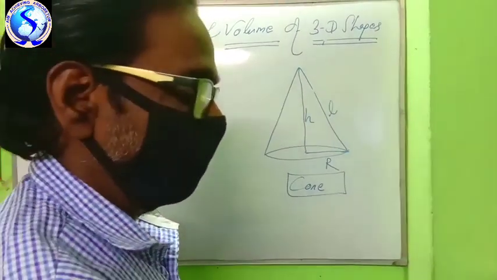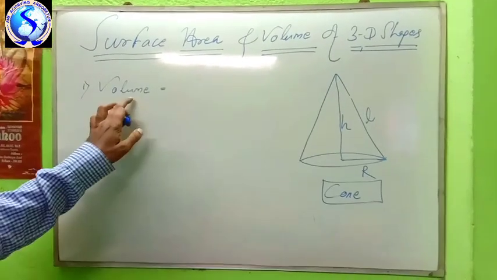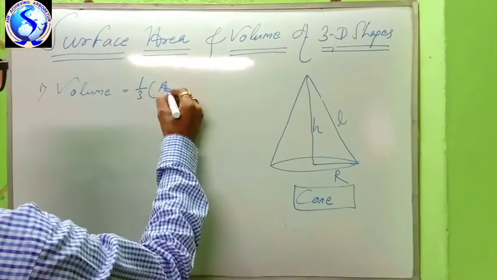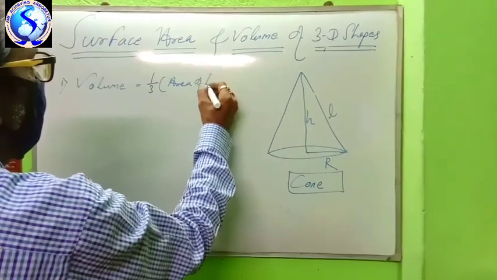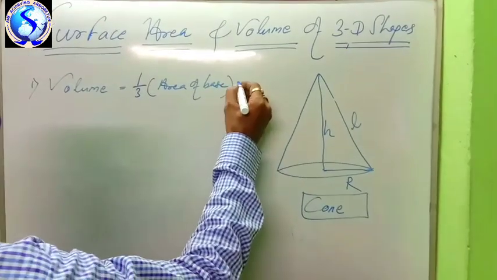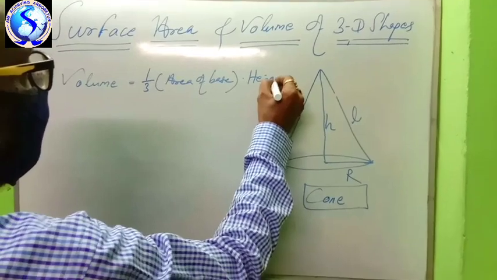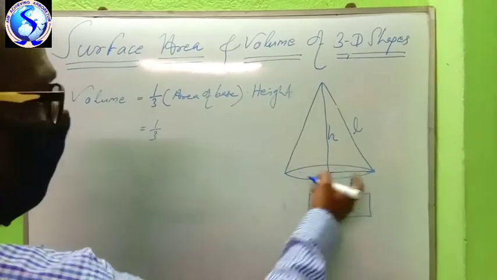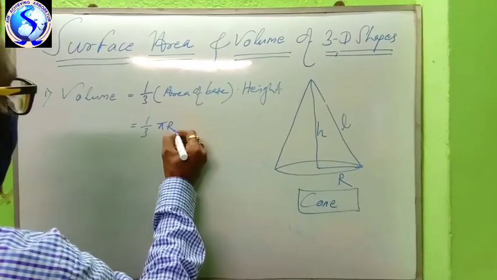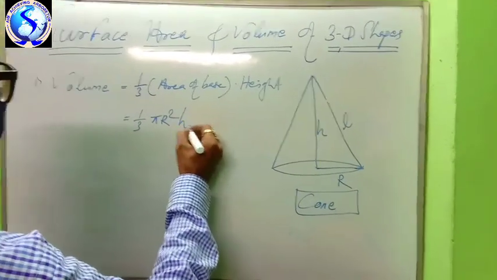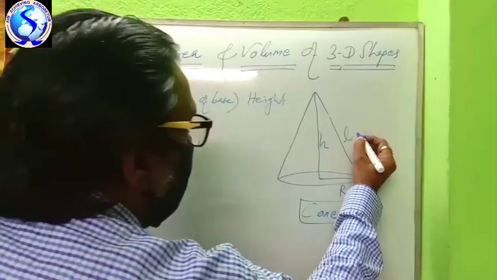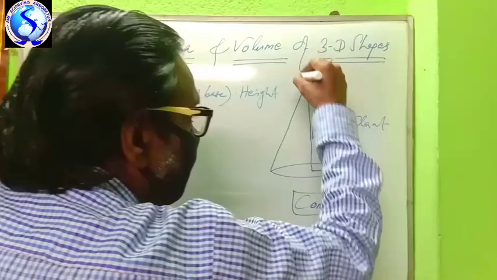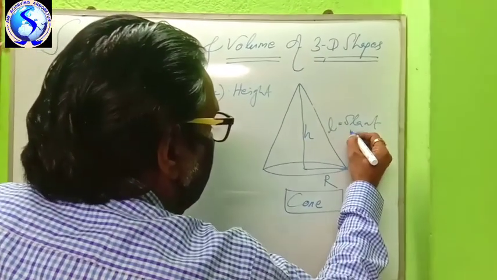The volume of the cone, the formula is 1/3 area of base into height. What is the area of base? It is a circle, I have told you. That is pi r square. Height means what? This height you have to take. This is the slant height. Slant, because it is slanting.